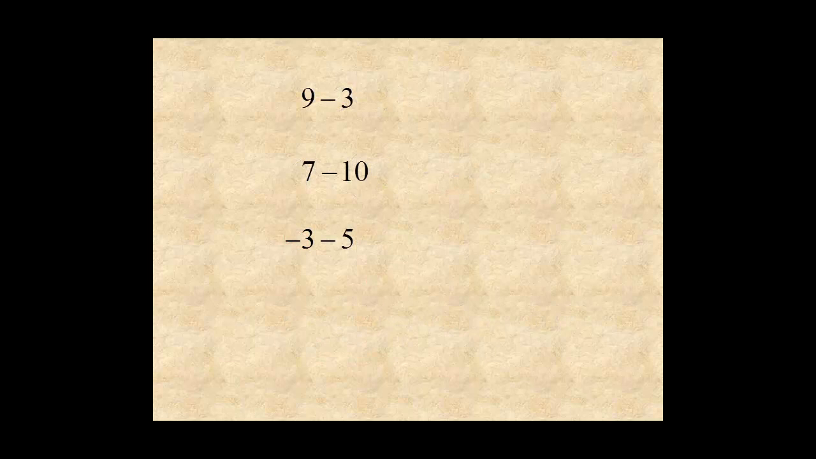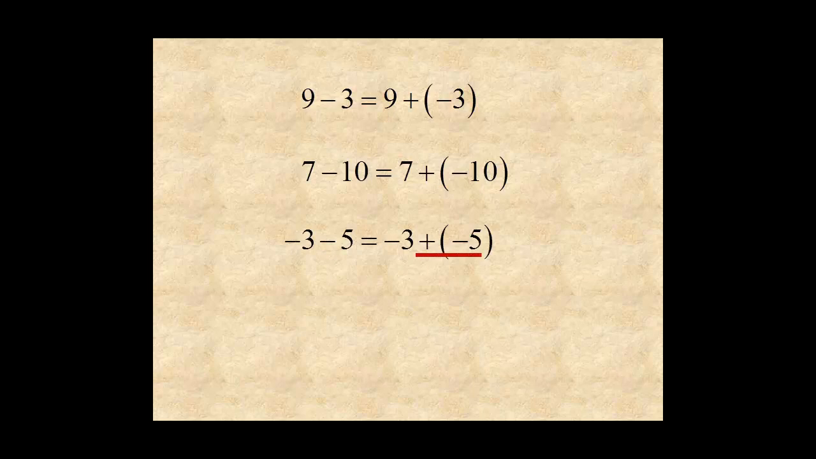So you can see minus 3 is the same as plus -3, and minus 10 is the same as plus -10, and minus 5 is the same as plus -5. And in general, a minus b is the same as a plus the inverse of b. This is important because in algebra there are no rules for subtraction. Instead, you rewrite subtraction as addition of the inverse and use the rules for addition.